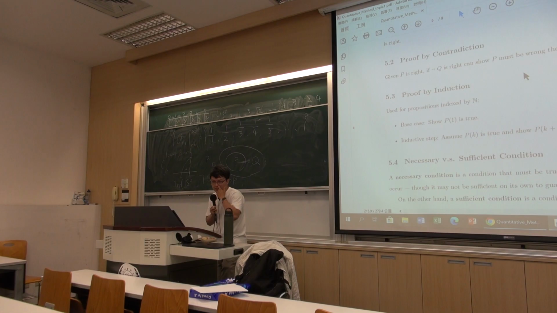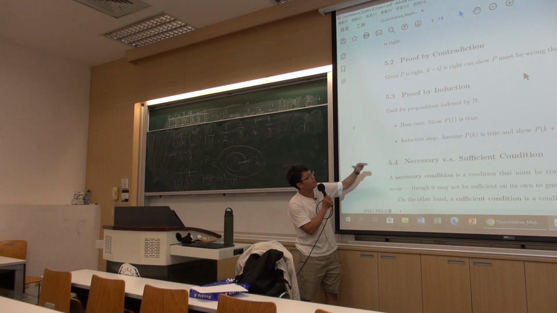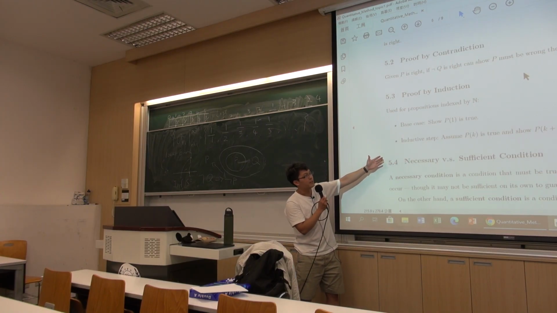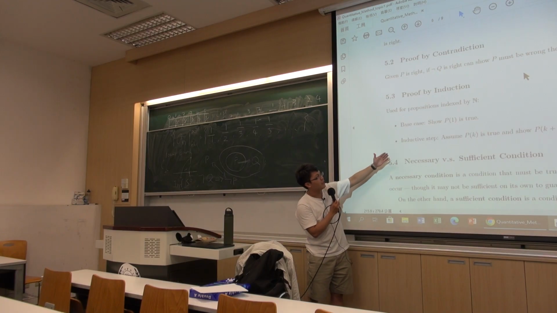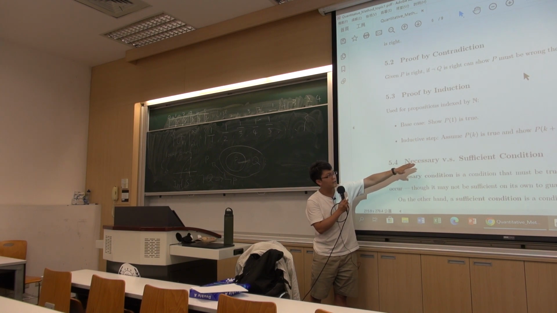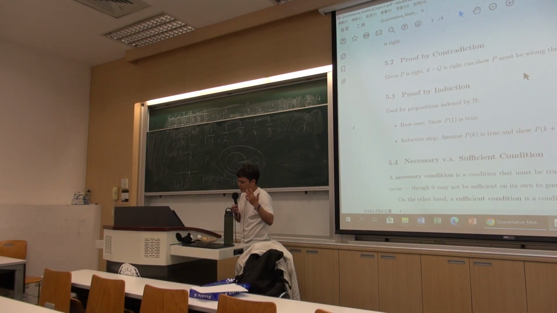Then is induction. This is more like if you can enumerate the things you want to prove. So you will say, okay, first I will show that P1 is true. Then maybe a few more steps if you want to be more careful: show that P1 is true and P2 is true and P3 is true, and then assume Pk is true and try to show that Pk plus 1 is true. And k is any natural number here.